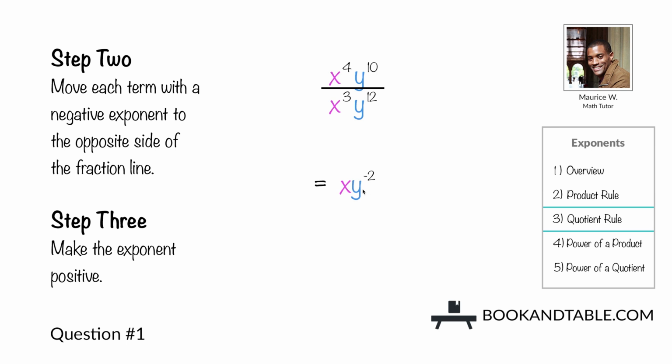So step 2, move each term with the negative exponent to the opposite side of the fraction line. And then step 3, make the exponent positive. So we move the y to the negative 2 to the denominator, and that gives us a final answer of x over y squared.